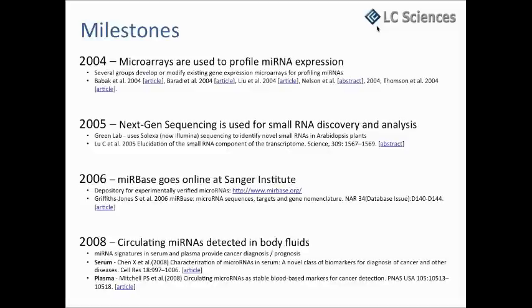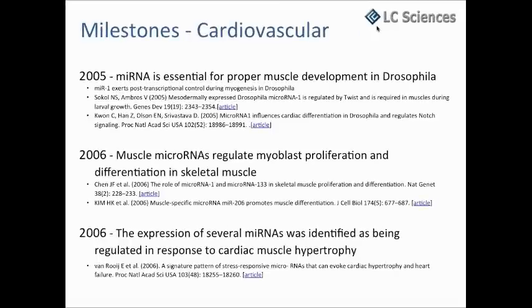In 2008 then, the early samples were typically cell line samples or tissue samples. In 2008 then, the first publications showed up that were talking about circulating microRNAs, so in body fluids like serum, plasma, blood, etc. And that trend certainly continues nowadays. I think the latest is probably urine samples that are being looked at.